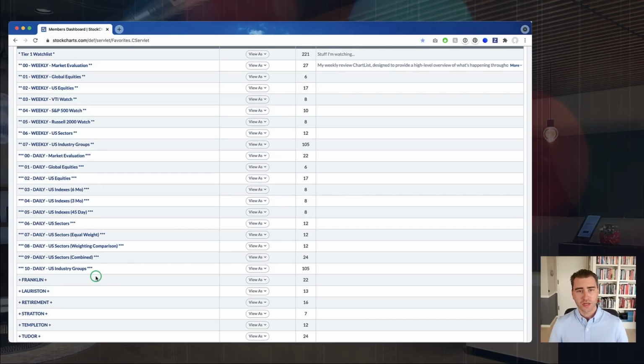Now, what we're talking about today, again, reaching into my own toolkit, are some of the lists that I use in my own approach to the market. We're going to be talking about these sector lists down here. You can see that I have these labeled as daily because these are lists that I look at pretty much every day. These are part of my daily routines. My daily routines really start up here with this market evaluation list, and I work my way down through all of these views, all the way down into the US industry groups. Today, though, what we're going to be looking at are these daily routine US sector lists.